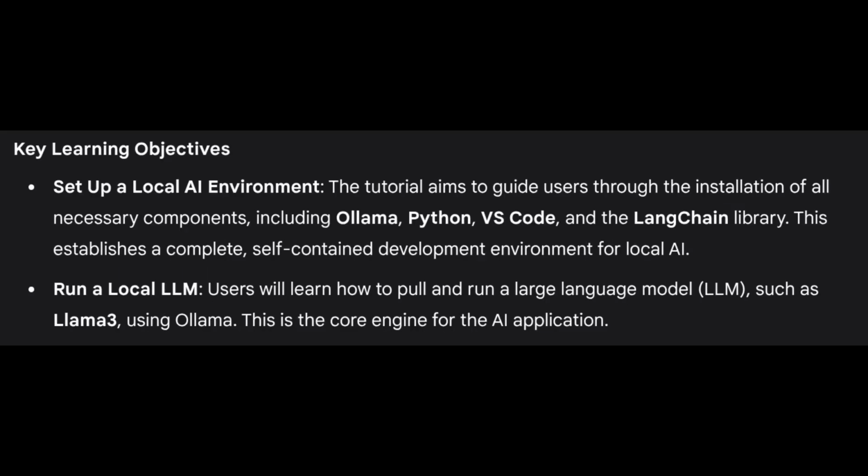Set up a local AI environment. The tutorial aims to guide users through the installation of all necessary components, including Ollama, Python, VS Code, and the LangChain Library. This establishes a complete, self-contained development environment for local AI. Run a local LLM. Users will learn how to pull and run a large language model, LLM, such as Llama 3, using Ollama. This is the core engine for the AI application.